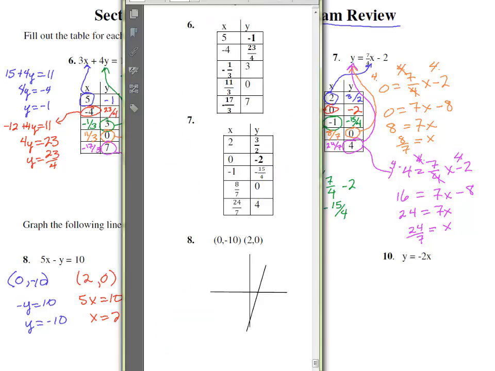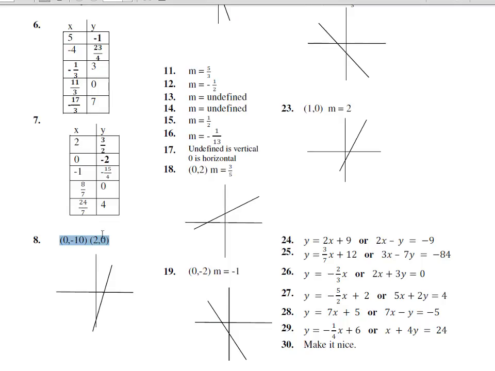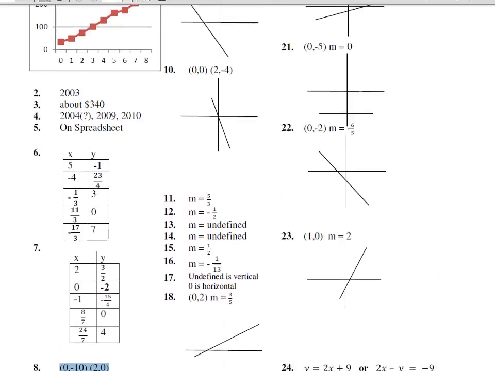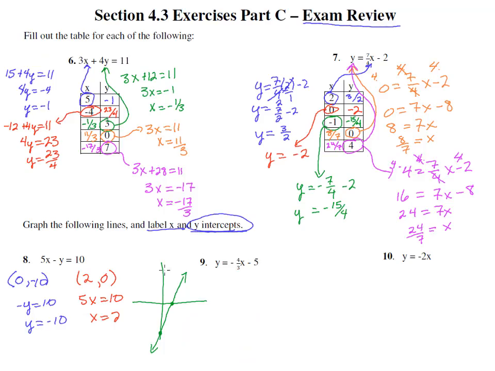Let's check our answer for number 8. Yes, 0, -10, and 2, 0. And there's the line. Good. Next one, number 9. We're going to get the x-intercept, or the y-intercept, 0. Oh, this is a nice one. Y is by itself, so we stick in 0, and we get y equals -4/3 times 0 is 0 minus 5. So that's good. We get a -5 there.